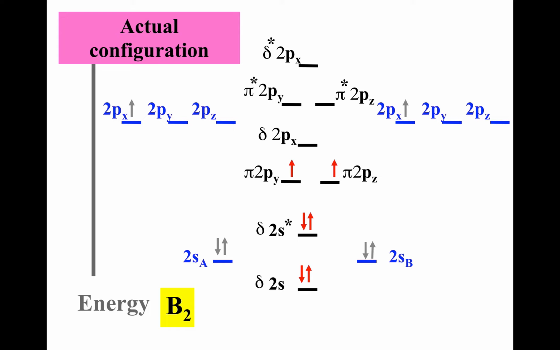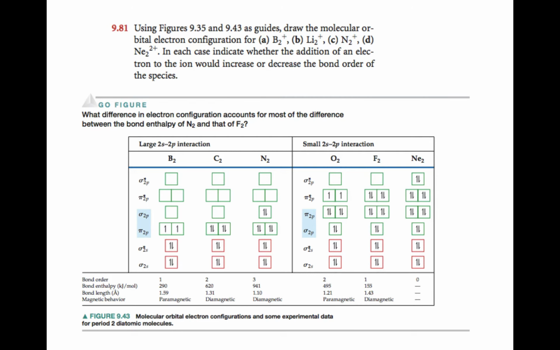This is the actual configuration, so B2 is not diamagnetic. It's paramagnetic. All right. So, complicated, huh? All right. So let's get going.